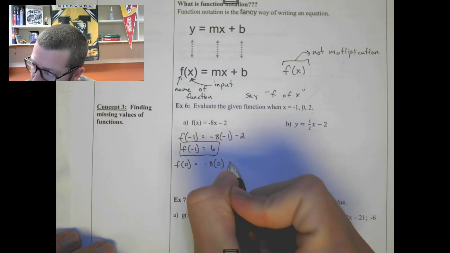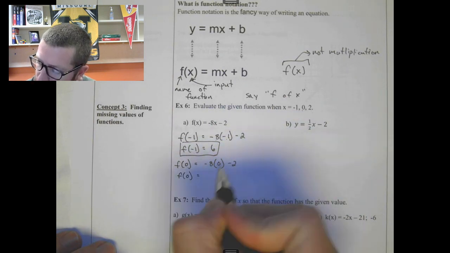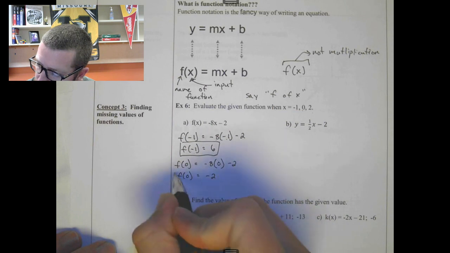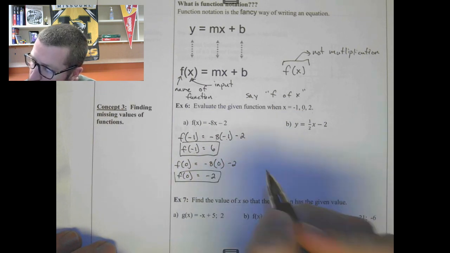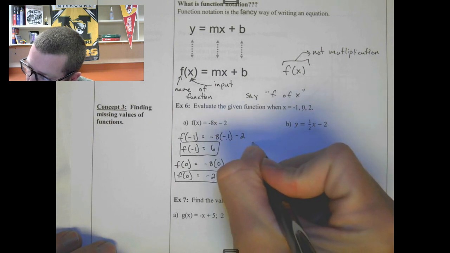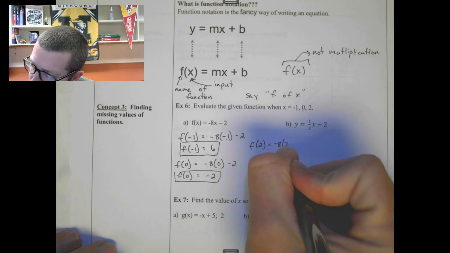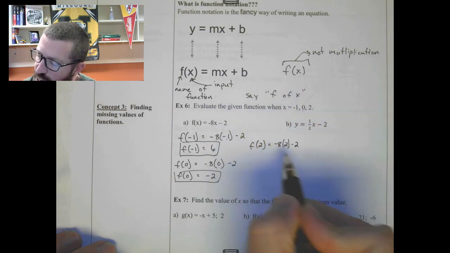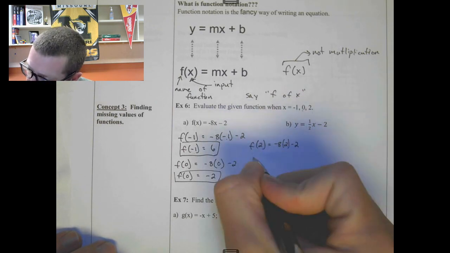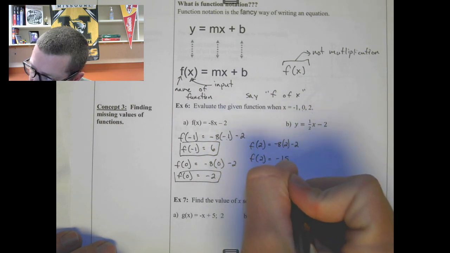Now that you tried it, let's check your work. You plug in 0. f of 0 is equal to 0 minus 2, which is -2. And then when you plug in, I'm going to run out of room. Let's put it over here. f of 2, you get -8 times 2 minus 2, which is -16 minus 2, which is -18. So f of 2 is -18.